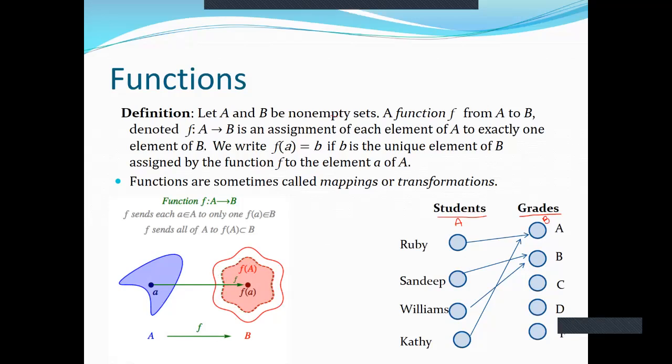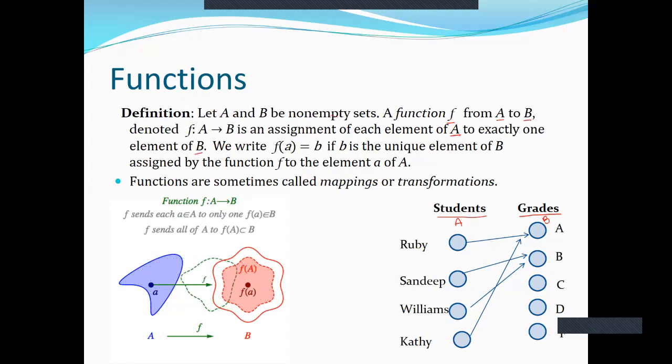So what does it say? It says let A and B be non-empty sets. So the first condition is that the sets should be non-empty. Then a function, which we denote with a small f, from A to B, we write like f colon A arrow B. What it actually means is an assignment of each element of set A to exactly one element of set B.